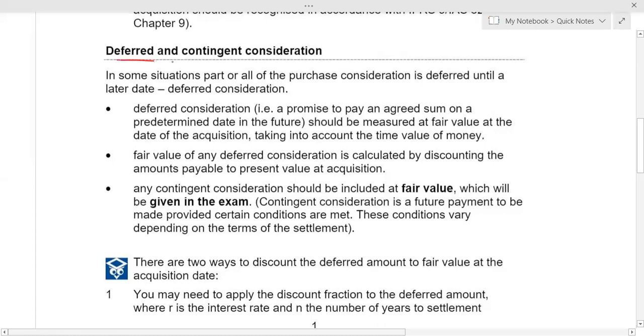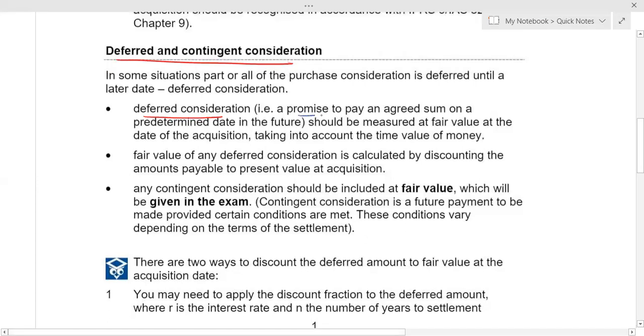Deferred and contingent consideration. Basically, deferred consideration means a consideration which the parent will pay in the future. It is a promise that a certain amount the parent will pay in the future. In that case, first you have to calculate the present value of the deferred consideration.